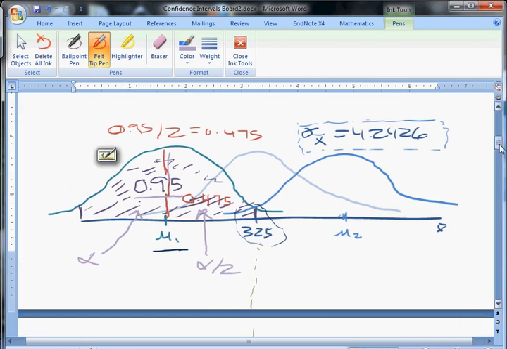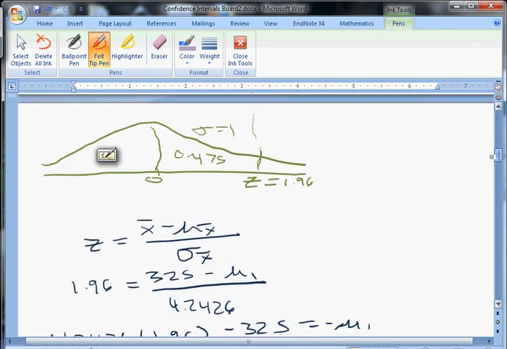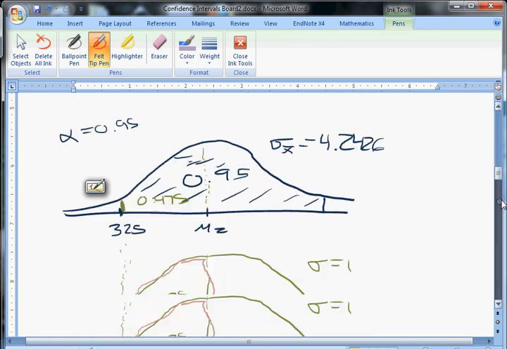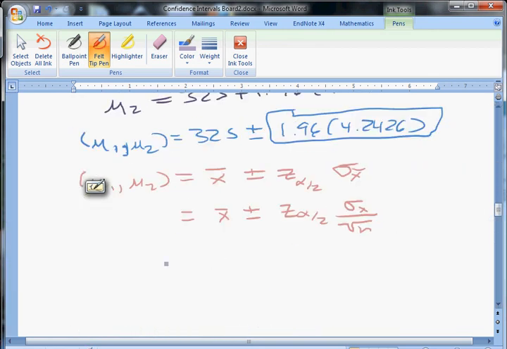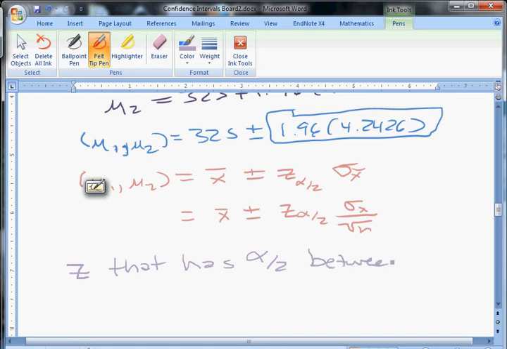We do this every time, right? We take it down here. We use that to find the z value. So the shorthand for that is the z that has alpha over 2 between 0 and z. It's called z sub alpha over 2. That's what that means. That's just the value of z that gives you alpha over 2 between 0 and z. Right? Then once we do that, we plug it into the score formula.